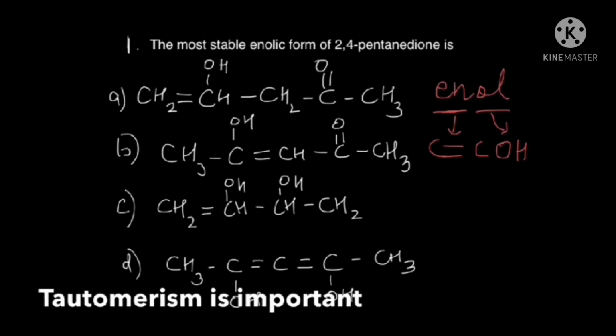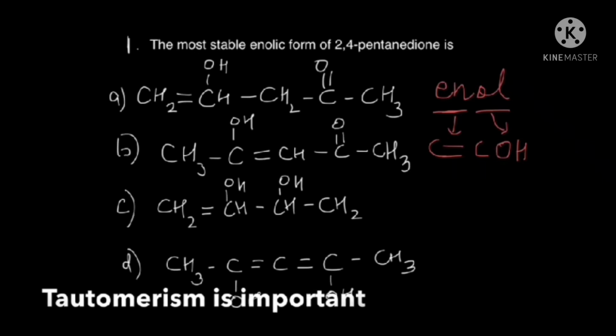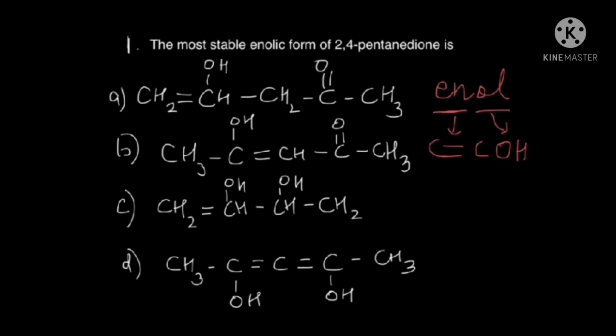The first option that we can easily eliminate is option number C. Why? Because there are only 4 carbon atoms here. You can count them 1, 2, 3 and 4. But in pentane we should have 5 carbon atoms. So C is wrong. Now we are left with A, B and D.